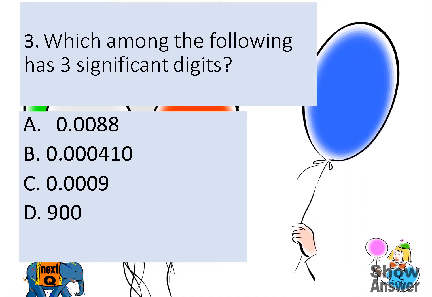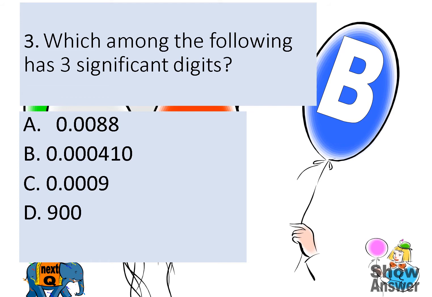Which among the following has 3 significant digits? Is it A, 0.0088, B, 0.000410, C, 0.0009, or D, 900? What do you think is the answer? Let's now reveal the answer. The answer is letter B.